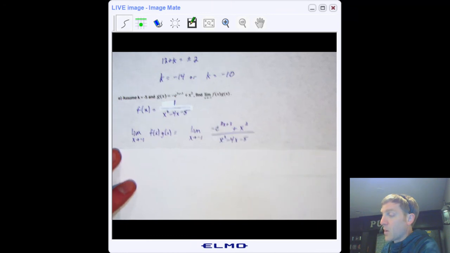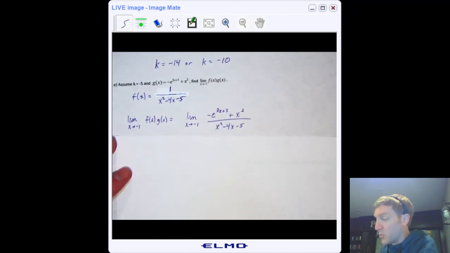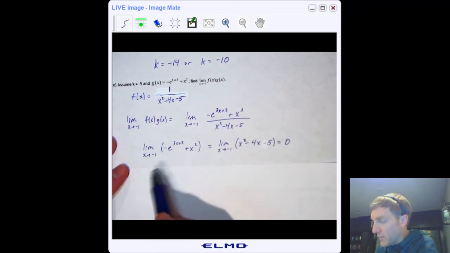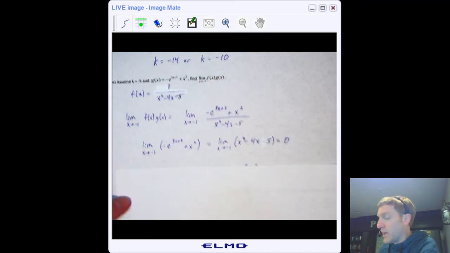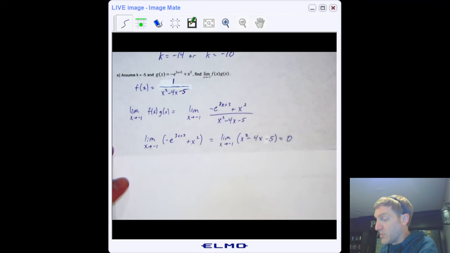Okay, so we're guessing we might have to do L'Hopital's rule, but let's double check. Plug negative 1 in the numerator and you get 0. Plug negative 1 in the denominator, you also get 0. So there you go. The limit of the numerator and denominator are both 0, so we must use L'Hopital's rule.